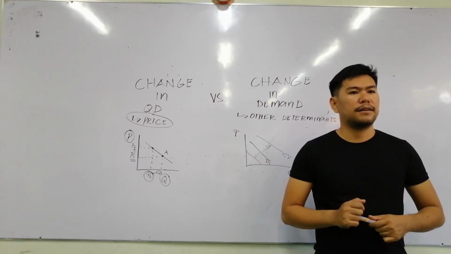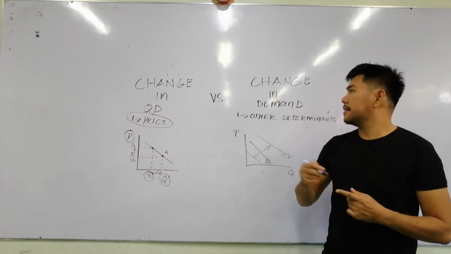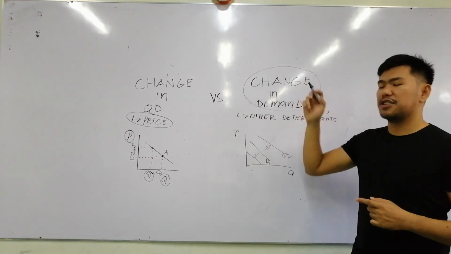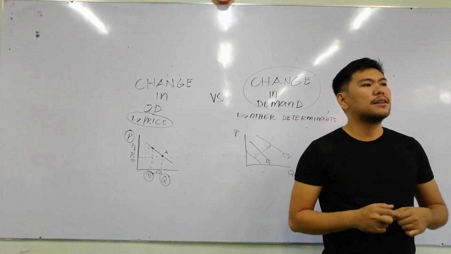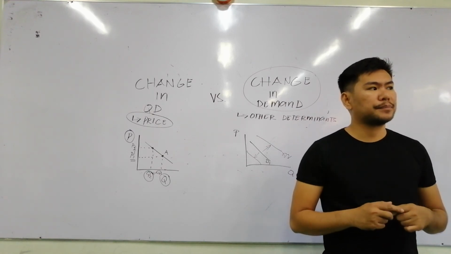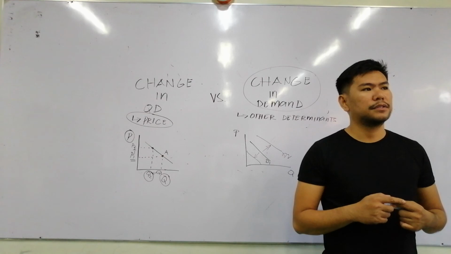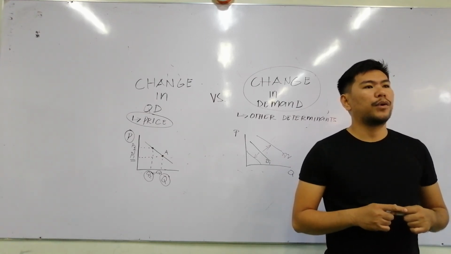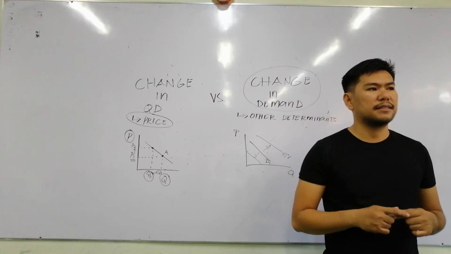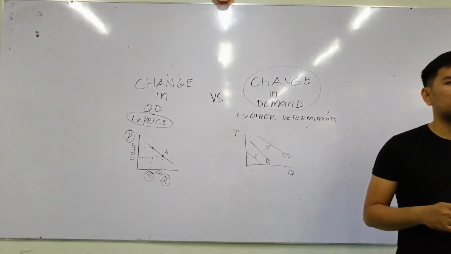Okay, so your turn. Still QD, change in demand. This is an exercise. What happens to the demand curve of burger when your real income increases? All right, show that in the graph.